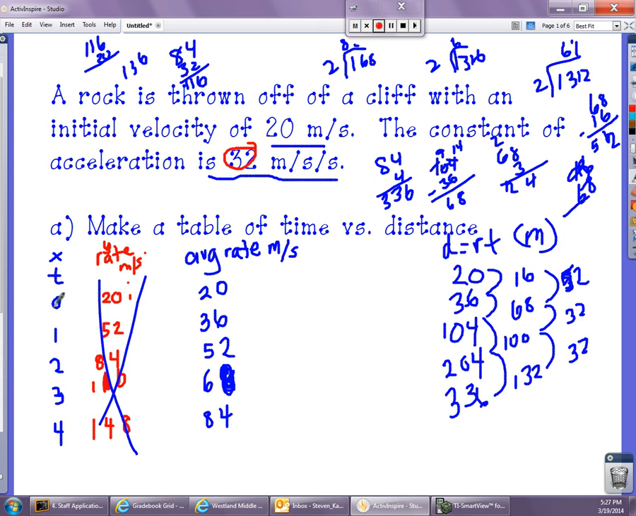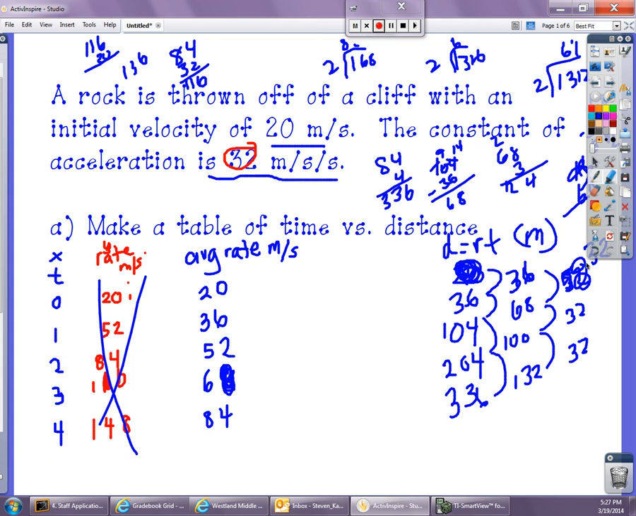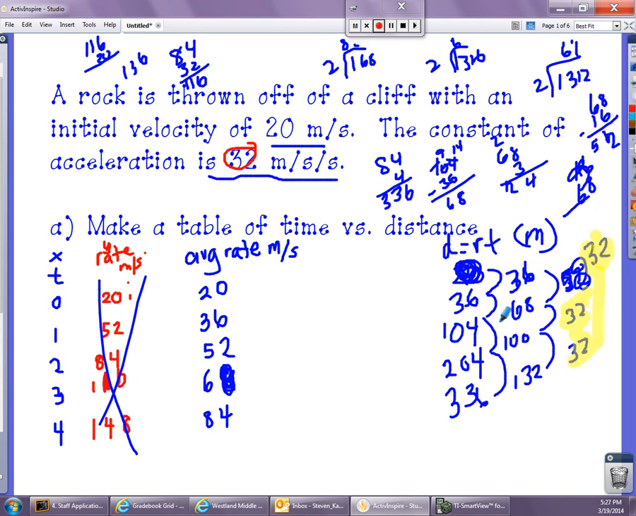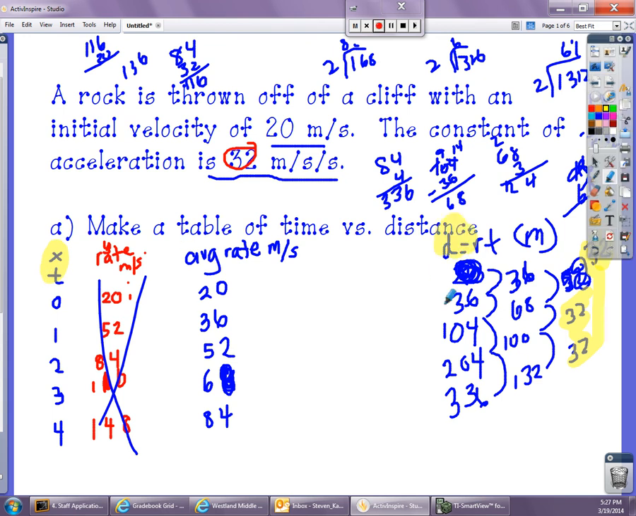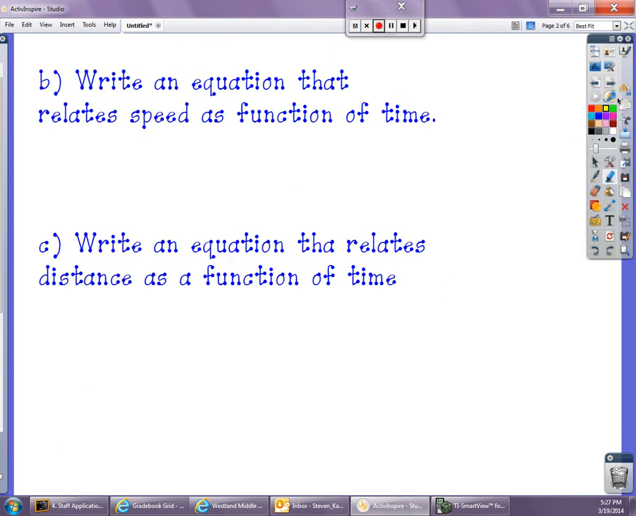Oh, I'm sorry. I said that 0 times 20 is 20. It's actually a distance of 0. So now we have all of 36 to 68 would be another 32. So now you can see that the difference of the differences is the same. So the relationship between time and distance we know is quadratic. So on to the next one.